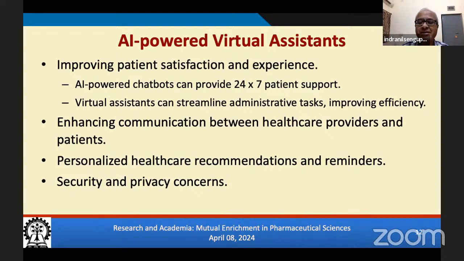Now, another way in which AI can greatly help in healthcare is AI-powered virtual assistants. See, suppose I'm a patient. I am not only interested in finding a doctor to treat me, finding out what medicines I should take, but I want some consultation. I want my satisfaction that whenever I have a query, I have a question, there should be someone to help me out. I should have an answer.